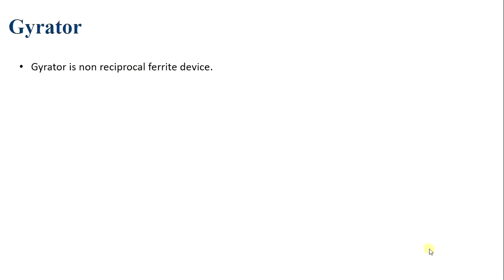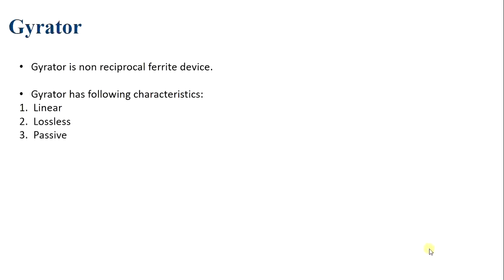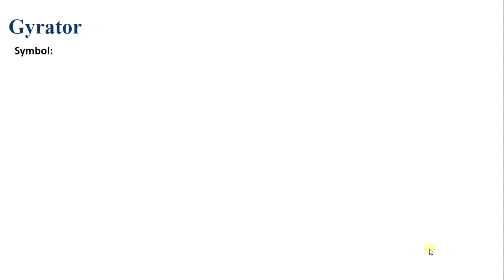as I said, these ferrite materials possess a non-reciprocity property. This gyrator is also a non-reciprocal ferrite device. Gyrator has the following characteristics, that is, it is a linear device and it is a lossless device, it is again a passive device, and it is a memoryless two-port device. Let's see the symbol of gyrator.